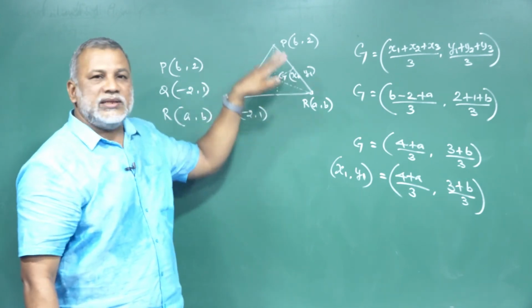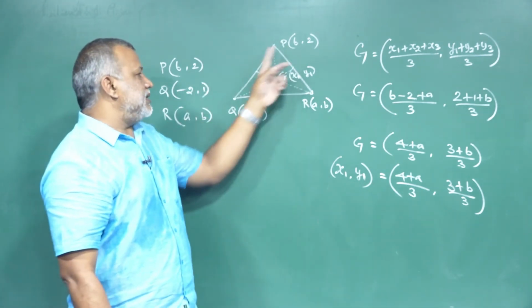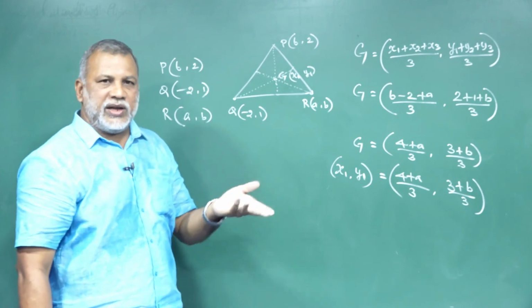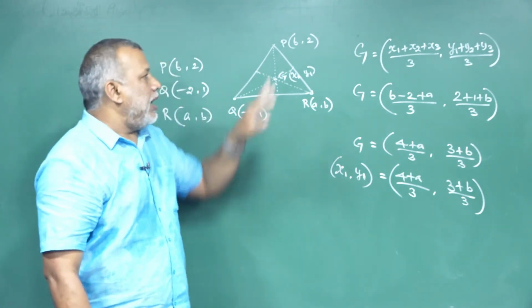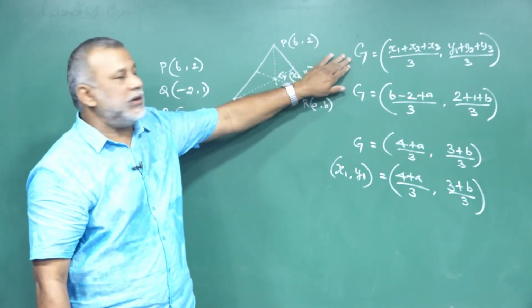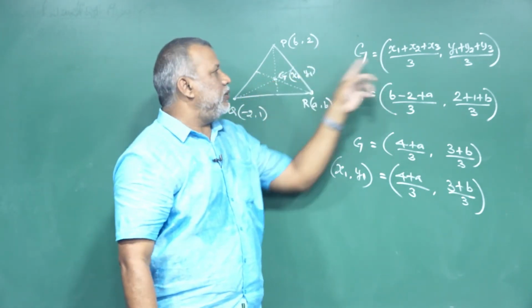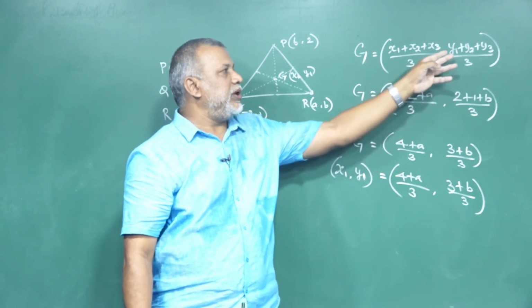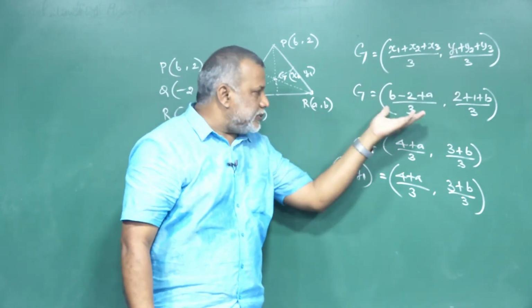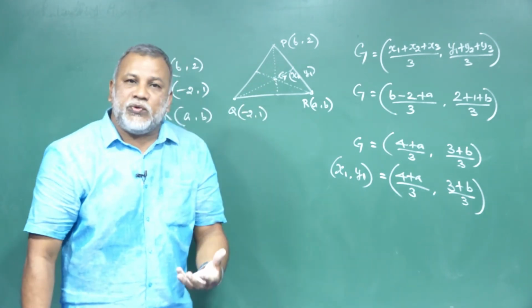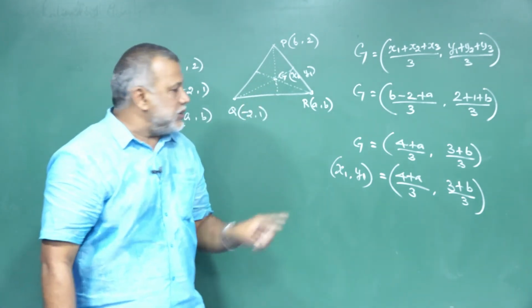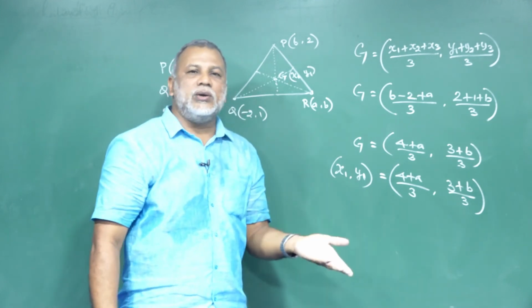So this is the first information. This PQR is a triangle. The vertices of P and Q are given. R is unknown, so we can select a, b as the unknown. By the formula, centroid G equal to x1 plus x2 plus x3 by 3, y1 plus y2 plus y3 by 3. Substitute the data, simplify. Here G is unknown. We have to find locus of this G, so I am selecting x1, y1.